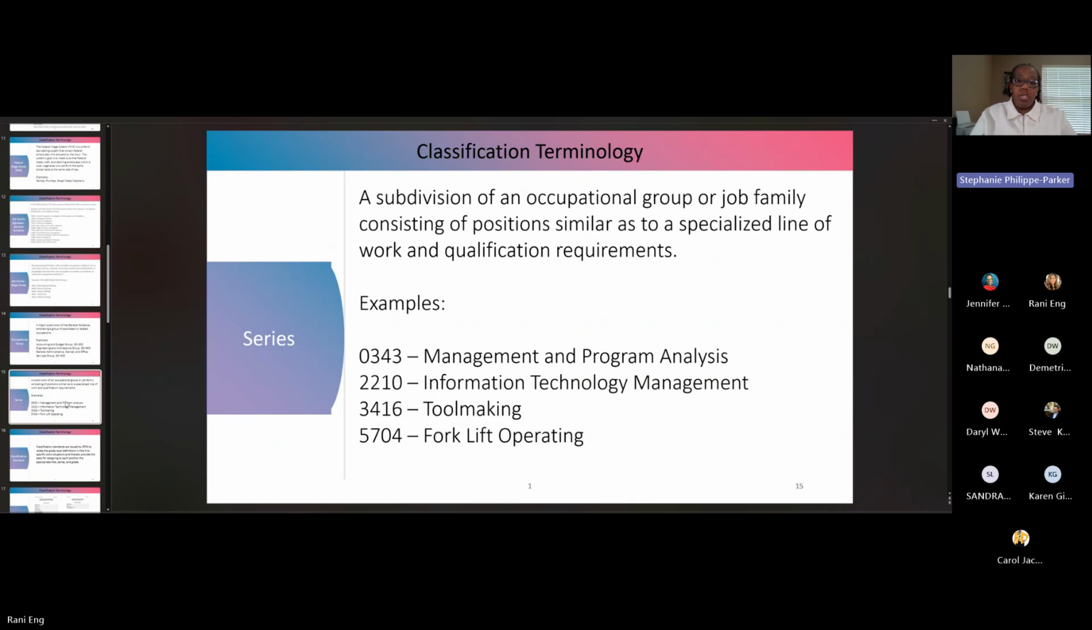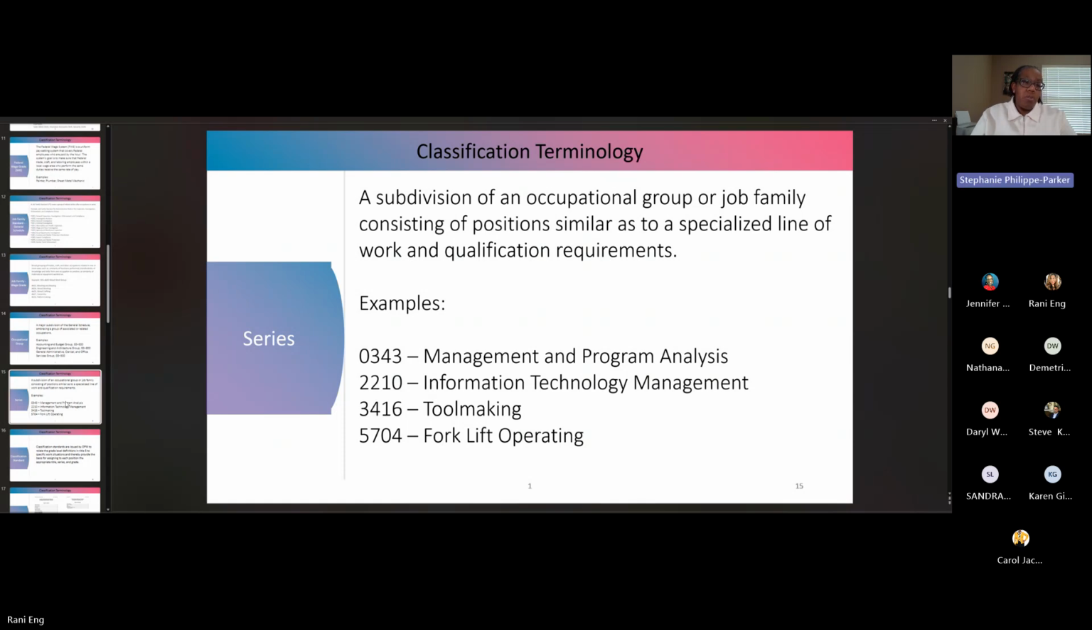For general schedule positions, sometimes by even looking at the first two digits of a series, you may be able to tell what occupational group or what occupational family it belongs to, which in turn may help you to understand what that position may be doing even before you look at the position description. Here on the examples, there's two.